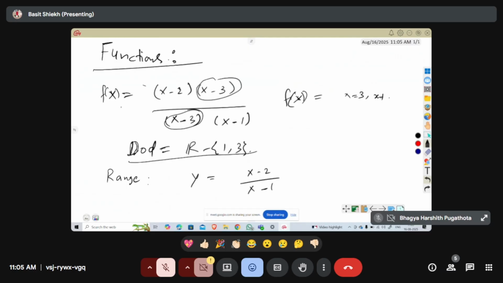The DOD for this function f of x equal to x minus 2, x minus 3 divided by x minus 3, x minus 1, is R minus {1, 3}. It's not defined at x equal to 1 and x equal to 3. And for the range, I will remove this and this, since x is not equal to 3.